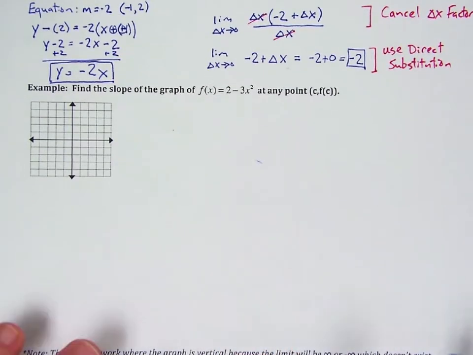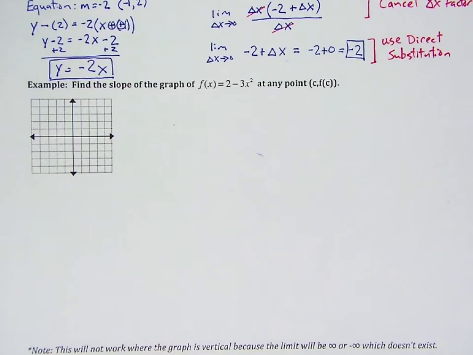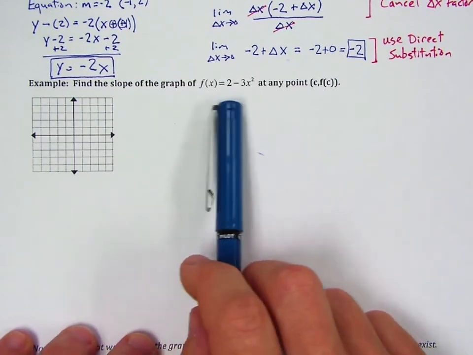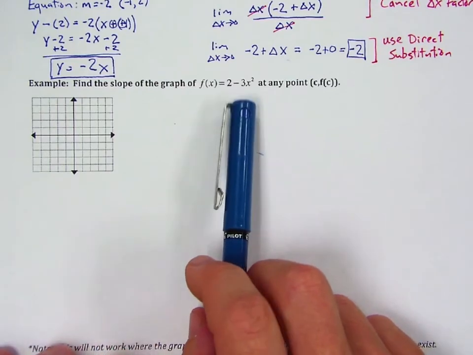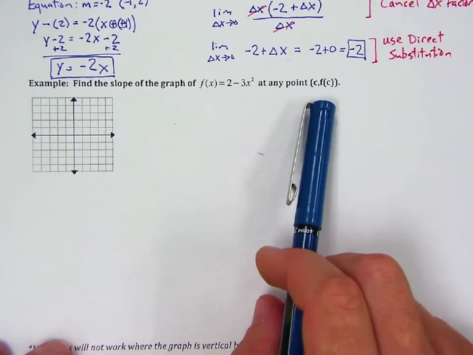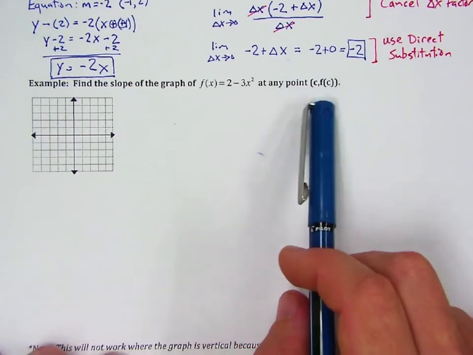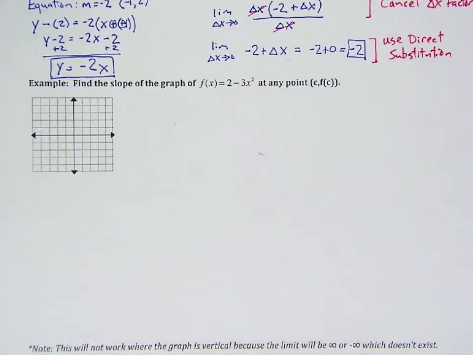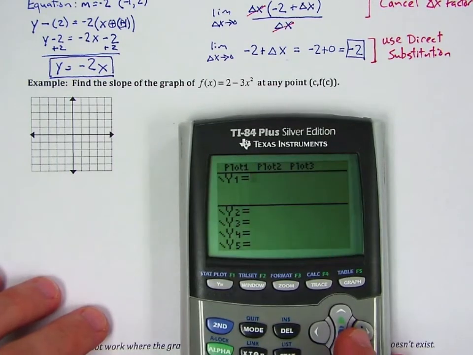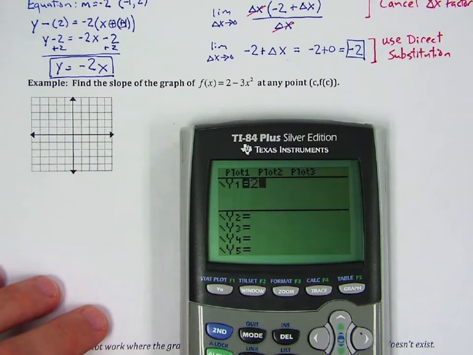Now our next example is very similar, but it has a little bit different question. It says find the slope of the graph of f of x equals 2 minus 3x squared, so we still have a function, at any point c, f of c. So now they don't tell you what point we're using. Let's go ahead and draw the graph of this so that we can kind of visualize what's going on. So we get 2 minus 3x squared.